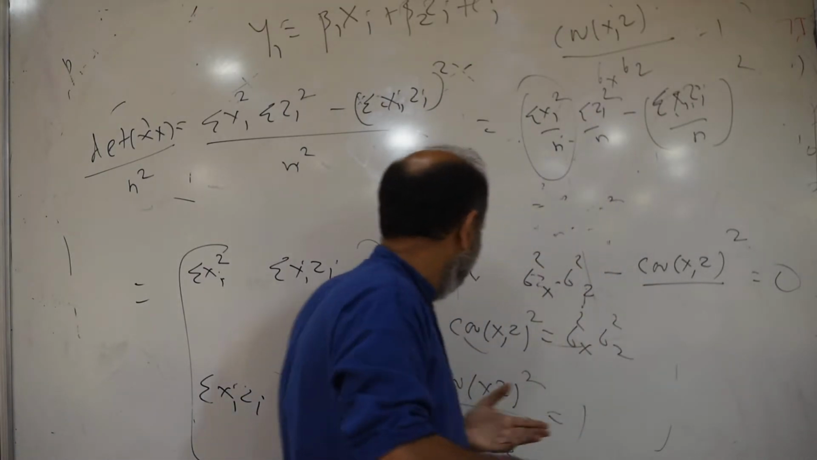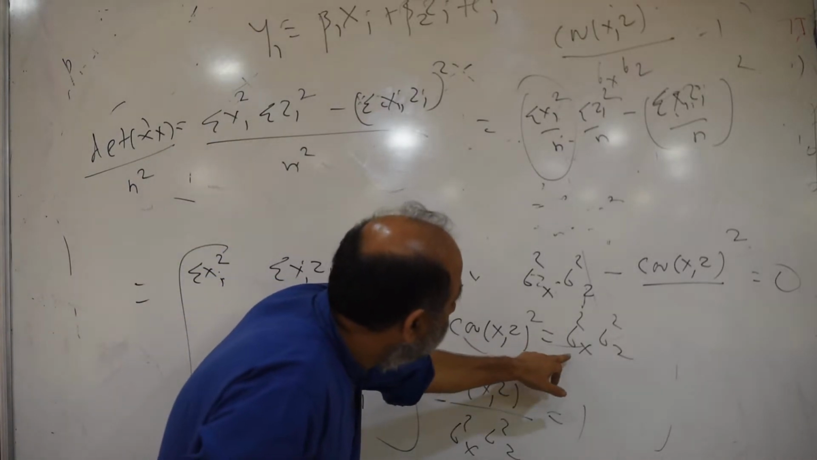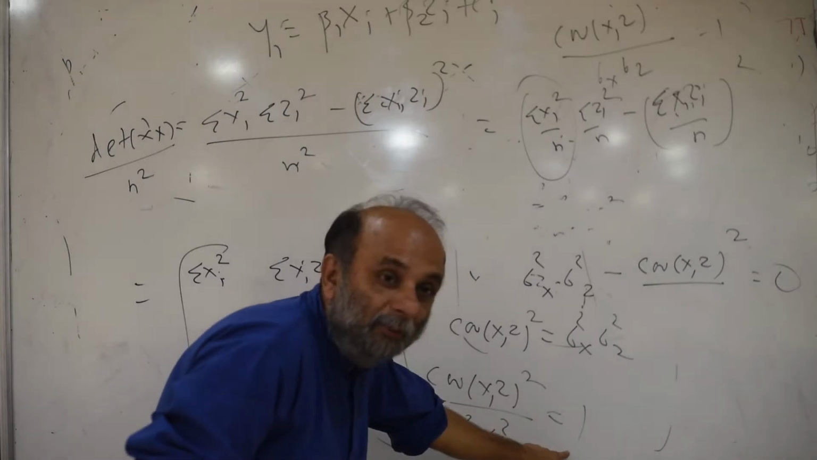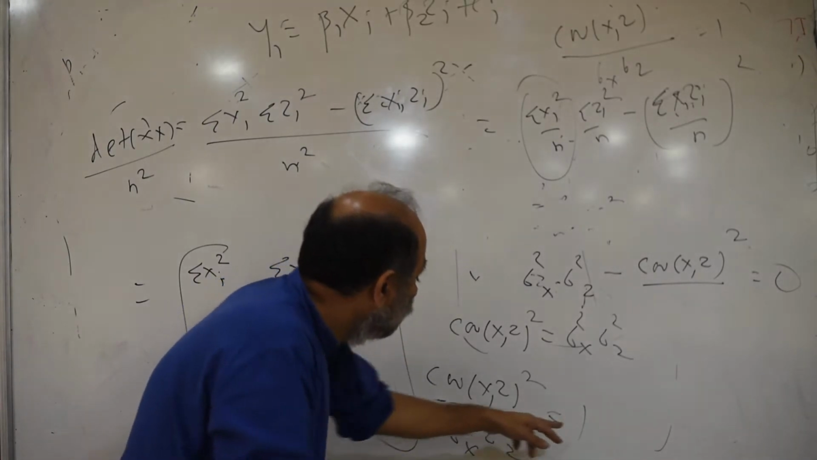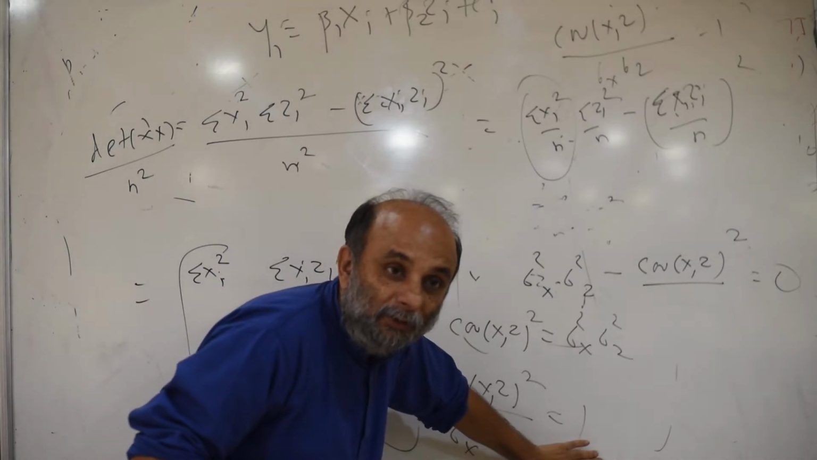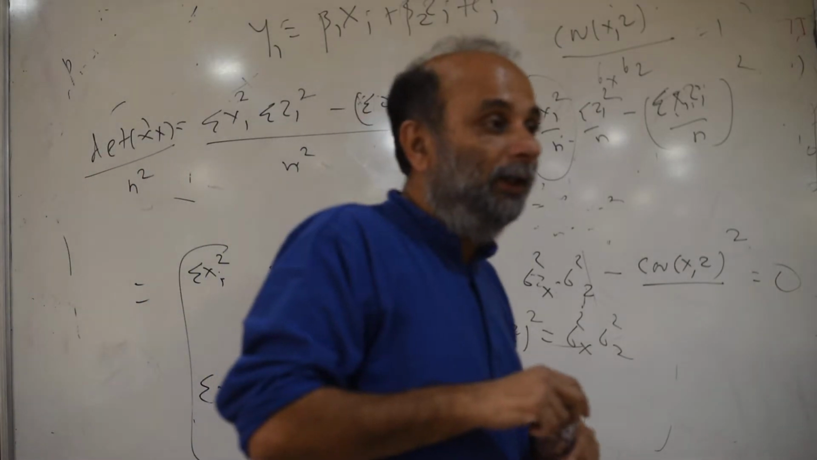If the determinant is 0, which means that covariance xz square is sigma square x sigma square z. If I divide both sides, it becomes 1. If I take the square root on both sides, then I get correlation here, 1 remains 1. So this determinant will be 0 if x and z are perfectly correlated.